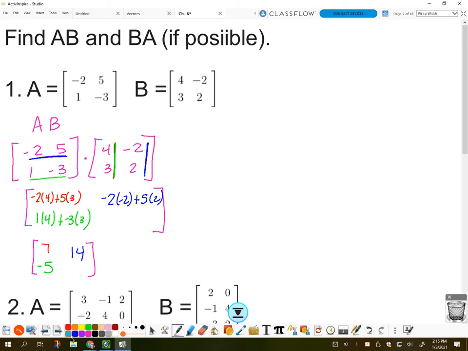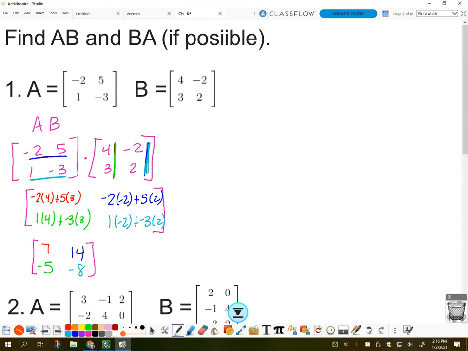Alright, let me do this. So now we're in row 2, but column 2. So we're going to do row 2 times column 2. So it'll be 1 times -2 plus -3 times 2, which gives me -2 and -6, so -8. And then we have our answer.